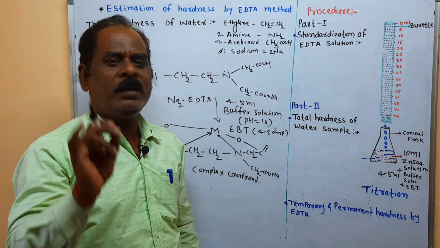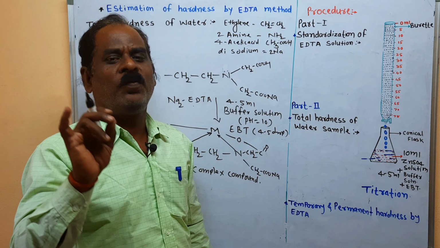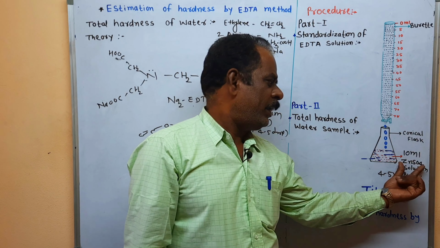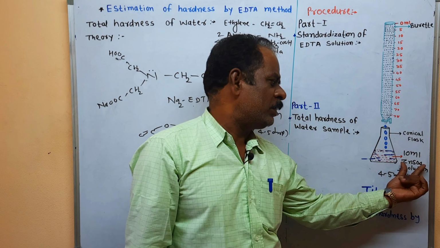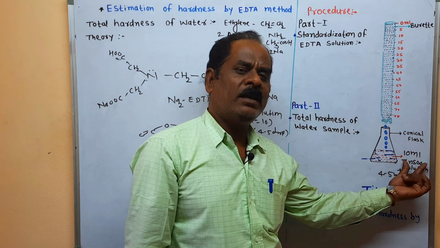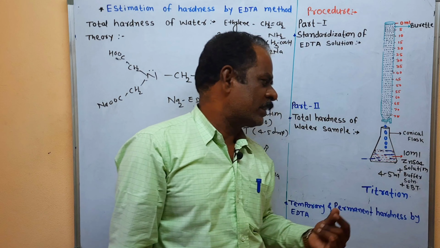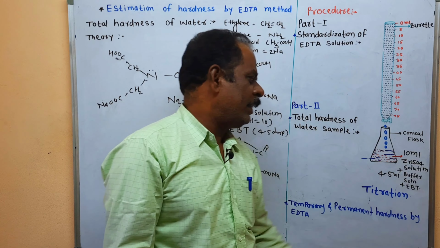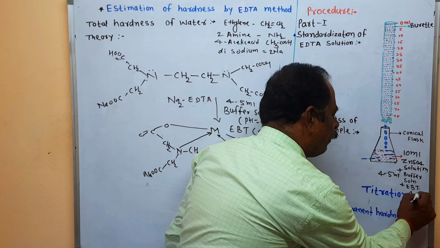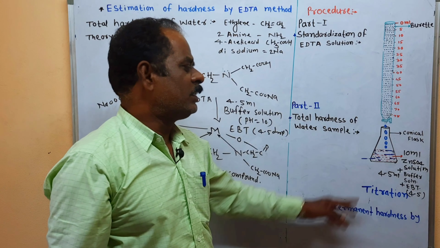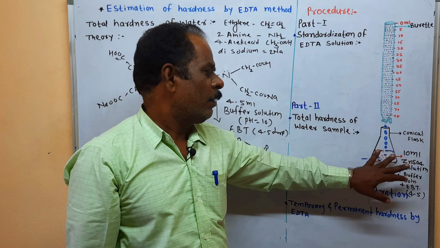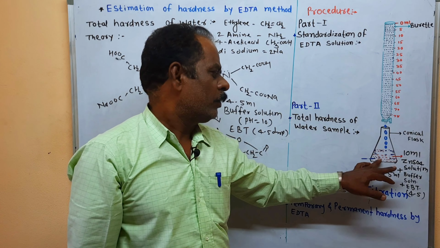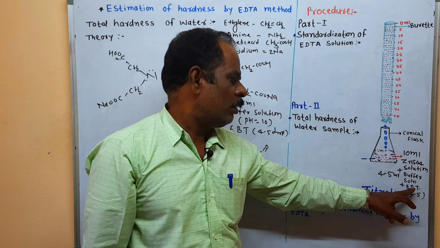Therefore, first make the standard zinc sulfate solution, whose molarity is known, and pipette out 10 ml of aqueous zinc sulfate solution into a conical flask. Add 4 to 5 ml of buffer solution to the zinc sulfate solution, and then add 4 to 5 drops of EBT solution. Then which color is formed? Pink color is formed in the zinc sulfate solution by adding the EBT indicator.